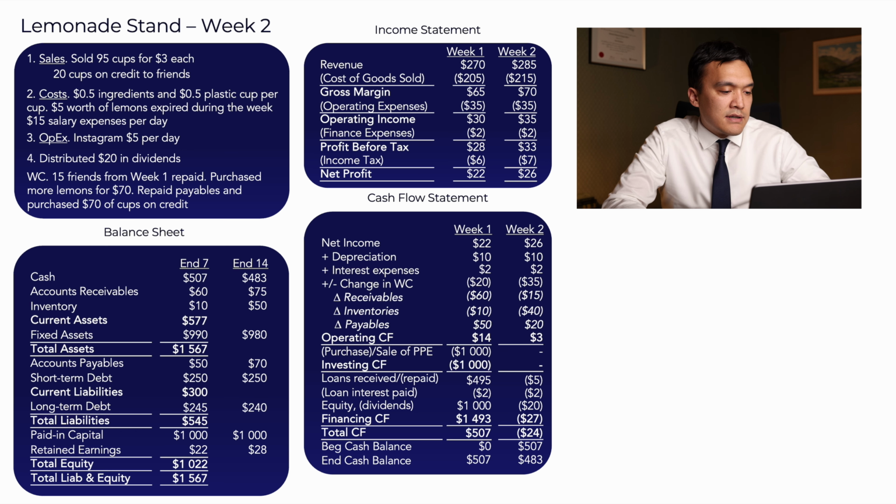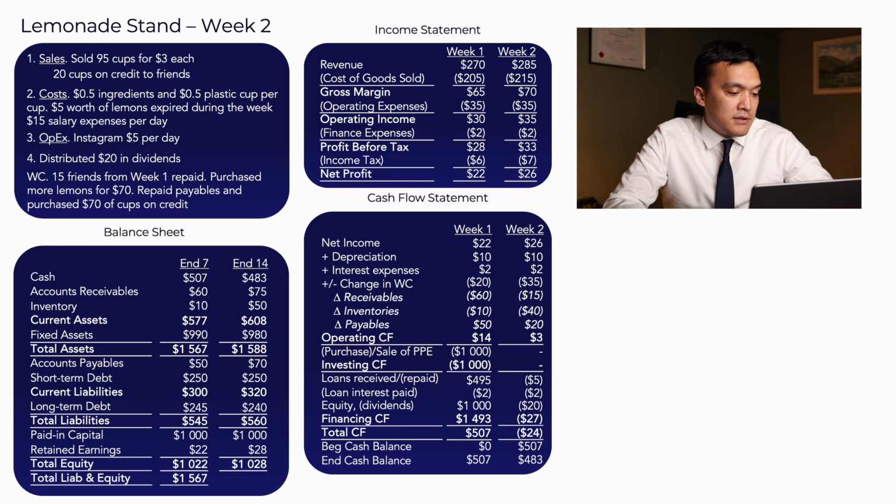So our current assets are $608 and our total assets are $1,588. And on the liabilities and equity side, we have current liabilities of $320, we have total liabilities of $560, we have total equity of $1,028, and our total liabilities and equity are $1,588, which is exactly the same as total assets.